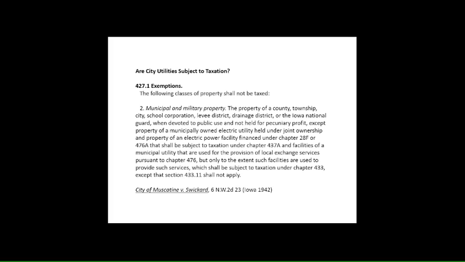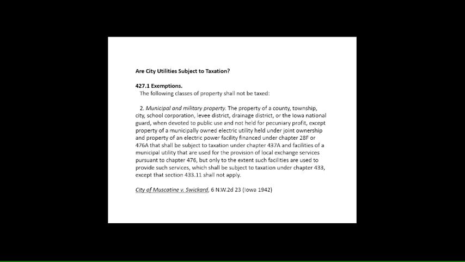Now, you've got to read Swickard carefully because it isn't as broad as I just stated it. Those things like the well field, the generation plant, the sewage treatment plant, those are all for the benefit of the people in the city. Those are not taxable. Now, the next taxable sentence has to do with jointly held municipal electric property that's financed under Chapter 28F. That's taxable. Those are the big generating plants in which the cities own a portion.